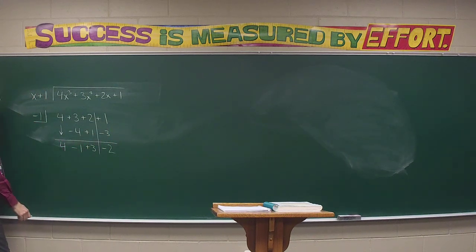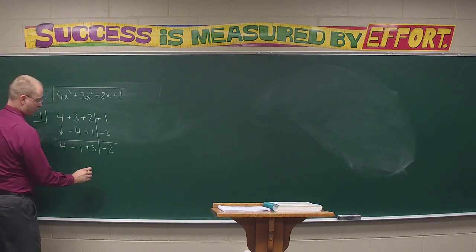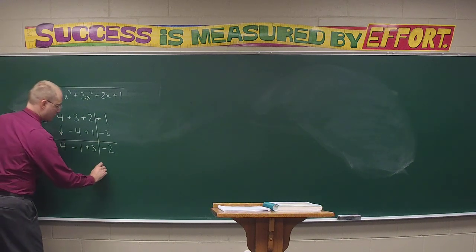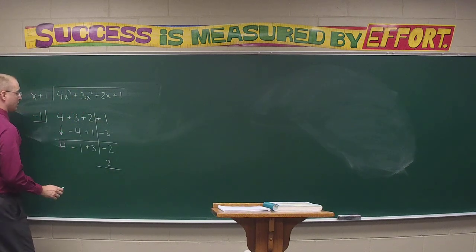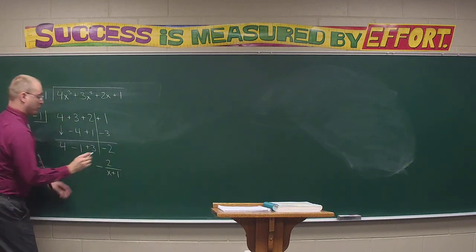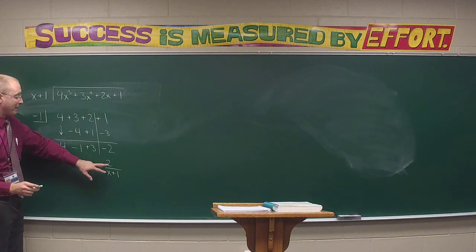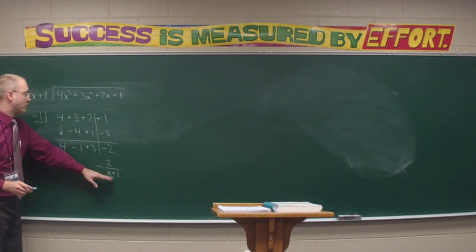So there's a remainder. How do I put the answer together? Because this is not my answer. This helps me to get the answer, Brandon. You take negative 2, you do negative, and then you put 2 over your original problem, which is x plus 1. There we go. For the remainder, at least, we're going to put the sign, and then we're going to make a fraction with the numeric value over the original divisor.